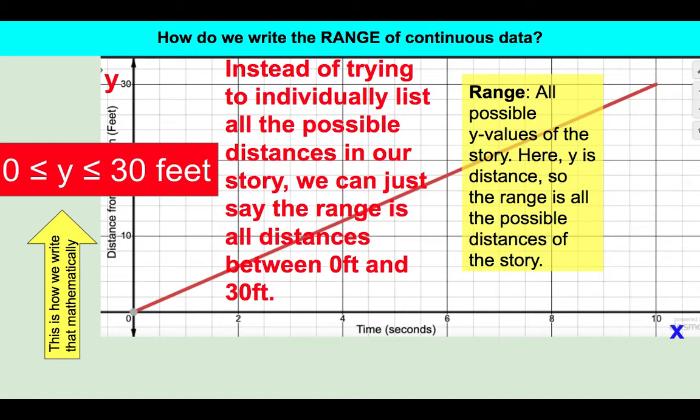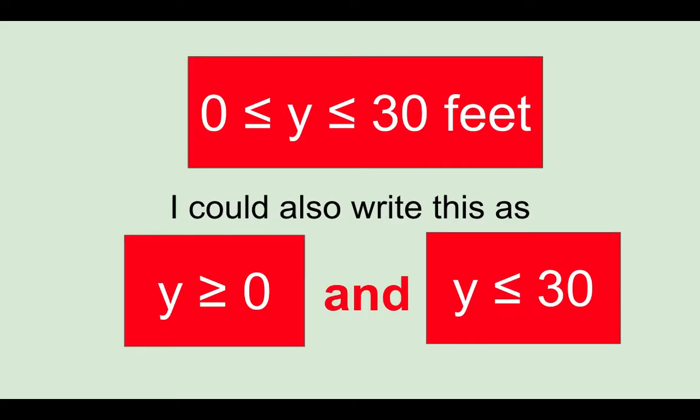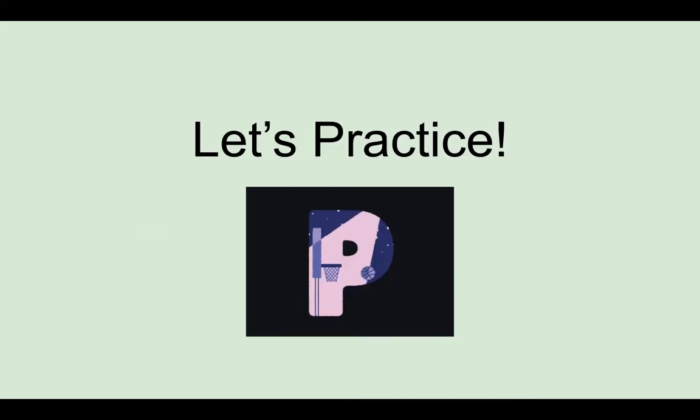So this is just saying our range y can be any distance between 0 feet and 30 feet, including 0 and 30 feet. So y can be greater than or equal to 0 feet. Y also has to be less than or equal to 30 feet.